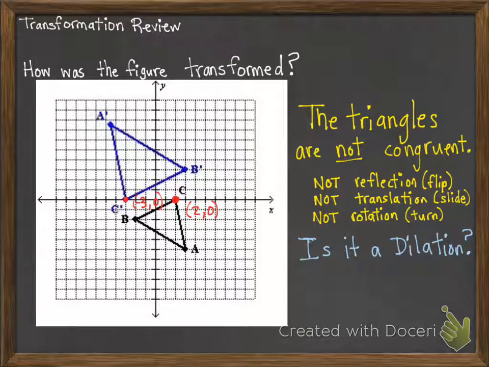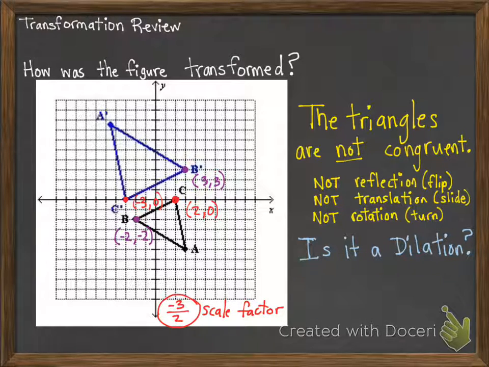If we look at the point C, we can see that it starts at the point 2, 0 and ends at the point -3, 0. So what number would change a 2 into a -3 by multiplying? We can divide to find that scale factor. -3 divided by 2 is -3/2. Let's check the other 2 corners and see if they were multiplied by that same scale factor of -3/2.